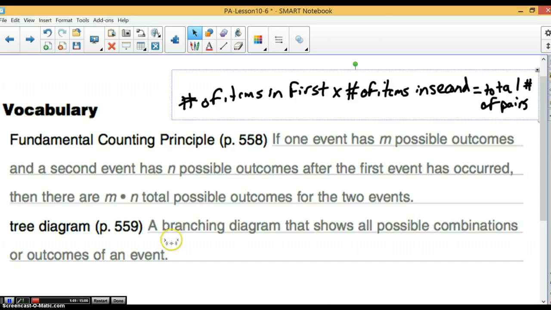Our second vocab word is a tree diagram. That is a branching diagram that shows all possible outcomes, all possible combinations or outcomes of an event. And that is a diagram that we're going to get into in our last example. So we're going to hold off about talking about that for a little bit. Next we'll be moving on to example 1. Pause this until you are ready to move on.